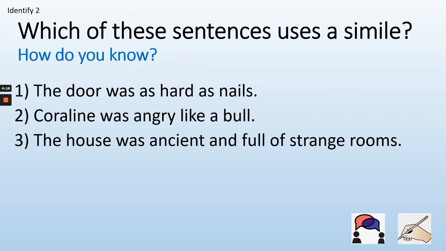So, which of these sentences uses a simile? Write in your books 1, 2 or 3 and tick or cross. One, the door was as hard as nails. Two, Coraline was angry like a bull. Three, the house was ancient and full of strange rooms. Pause the video now to write your answer.